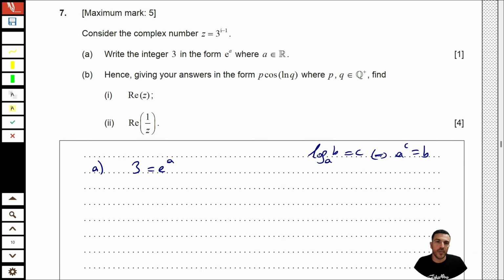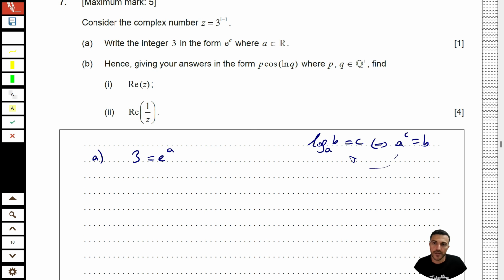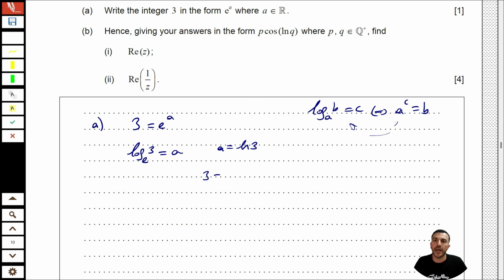So I will use this attribute and I will change the function into the logarithm. So from here you can say that log base e of 3 equals a. And we found a, which is ln 3. So 3 is going to be e to the power of ln 3.